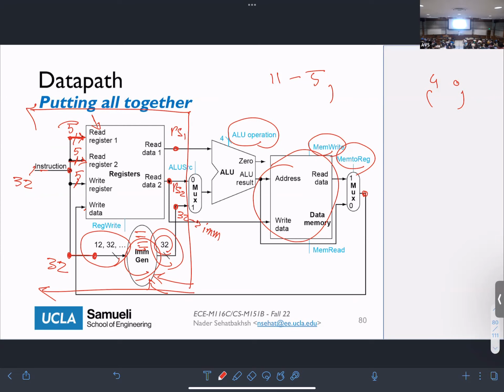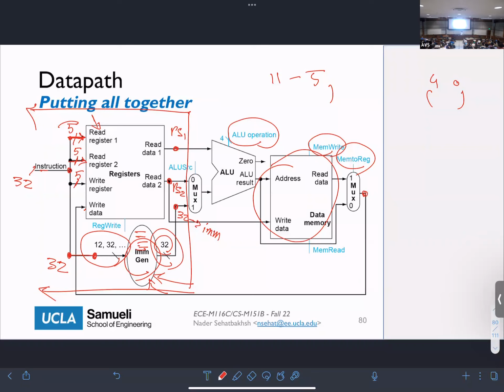So the question is, does the immediate generator use a control signal? Yes, it does. We didn't show it here. Once we actually get into the immediate generator, the logic inside it, we will talk about how we create that. But for now, assume that the immediate generator knows what this instruction is, and based off that, does the wiring and the sign extension for us. Does that make sense?